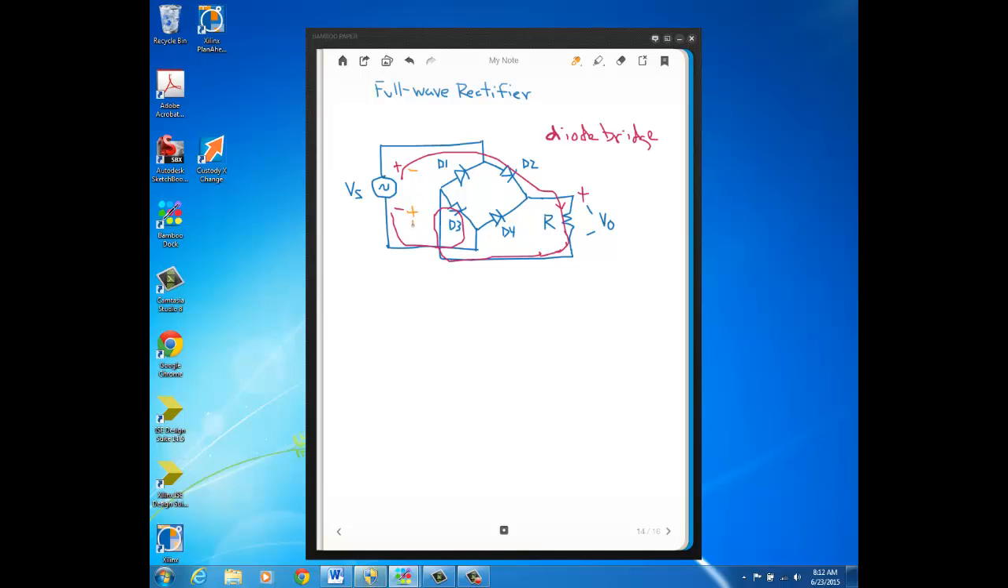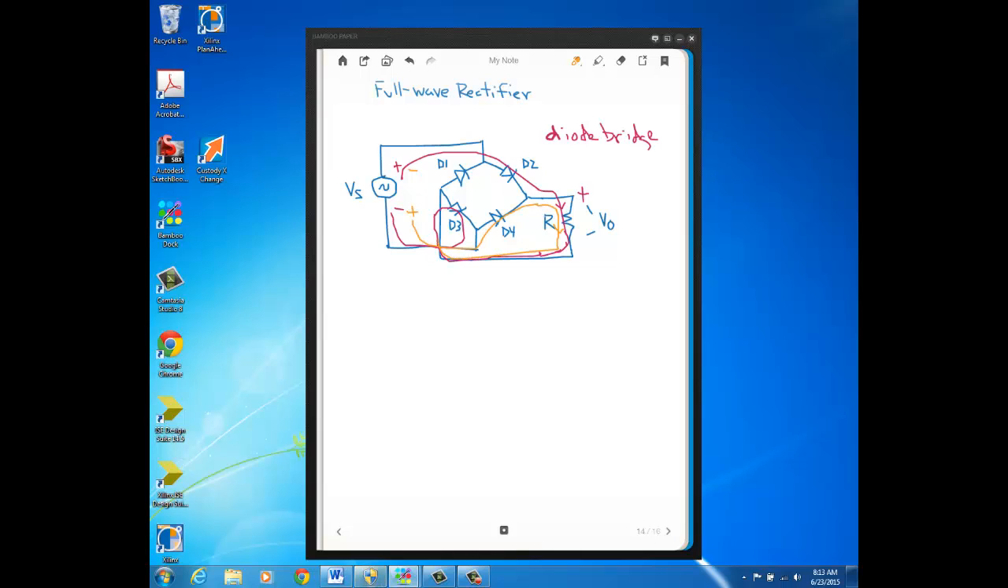Okay, so following the direction of current, see now it goes through D4, and then look, it goes through the load in the same direction, which means the polarity of the voltage at the output for the negative half cycle of the source is going to be the same as what we had during the positive half cycle of the source, and you'll see the consequence of that coming up.